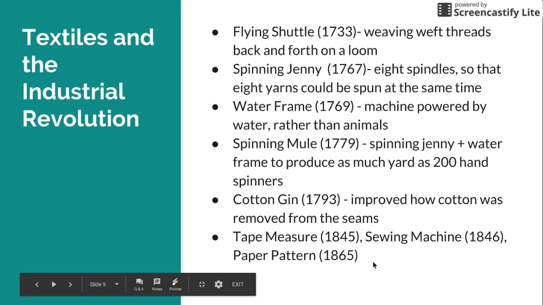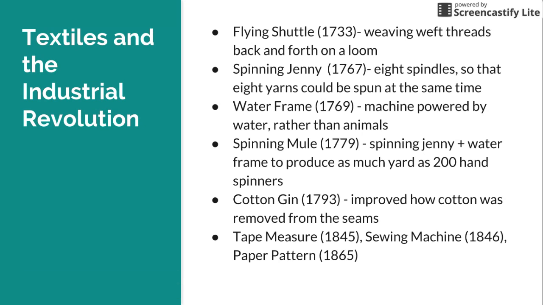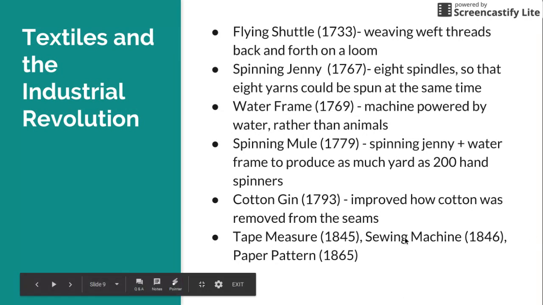So you could weave threads on a loom, you could spin yarns together really fast, you could power a machine based off of water rather than animals, and so that was awesome. You don't have to feed water, it just does its thing. You could improve how cotton was removed, so it made it a lot faster. And then there's a whole bunch of other things like a tape measure, a sewing machine, and a paper pattern that could also influence that.